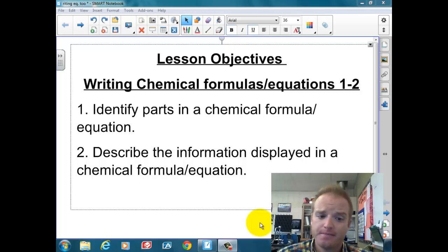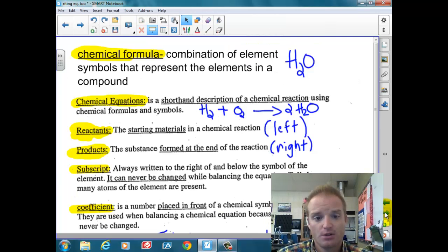So our first objective is to be able to identify parts in a chemical formula or equation. Our second part there is to describe the information displayed in a chemical formula or equation. So really be able to see it, read it, and know what it means is our big goal for today. So let's jump right into it, guys.